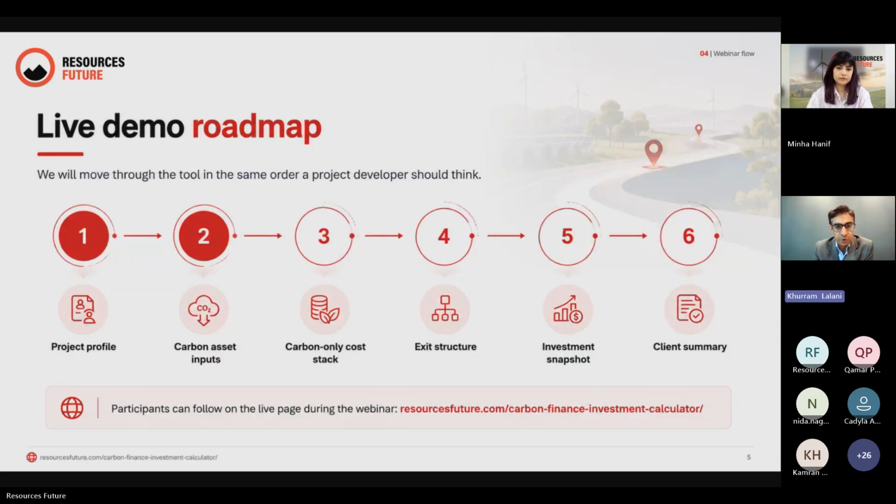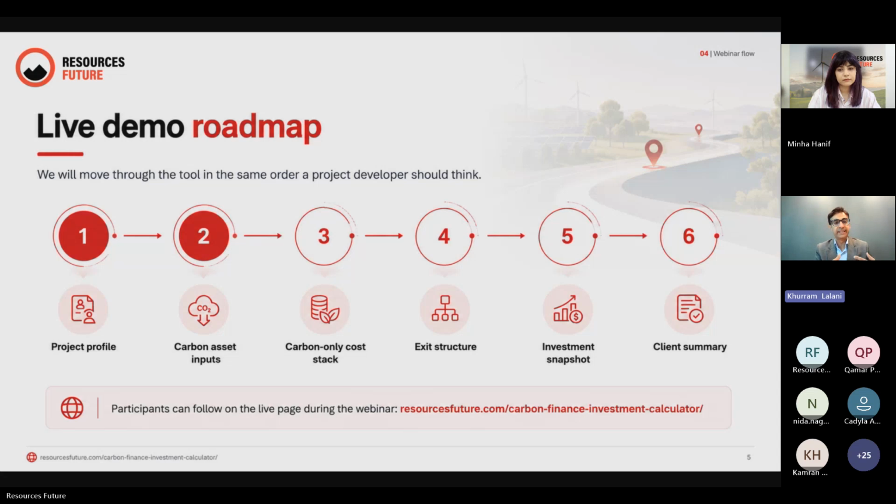So I think before we just commence with the demo, this is how the demo roadmap looks like. We've got a project profile. We will input assumptions when it comes to carbon assets. We will also input assumptions when it comes to carbon cost. We will put our assumptions when it comes to exit strategy.